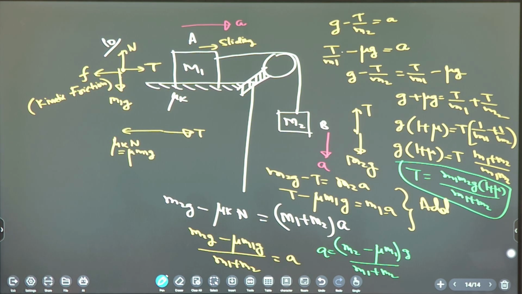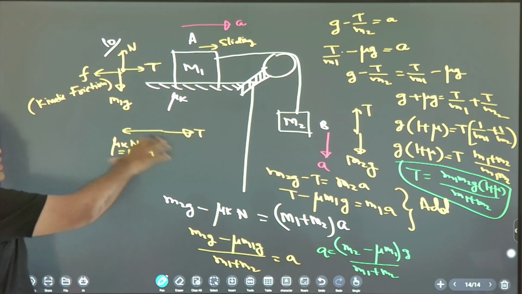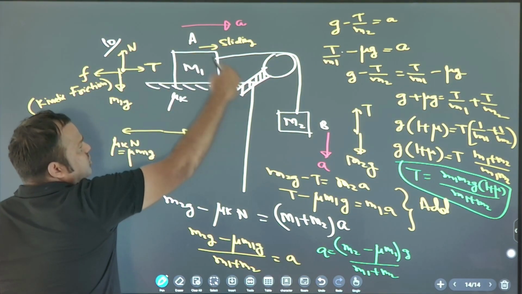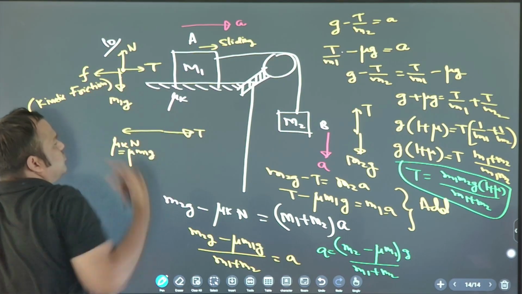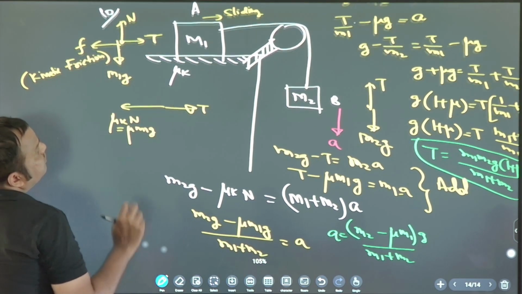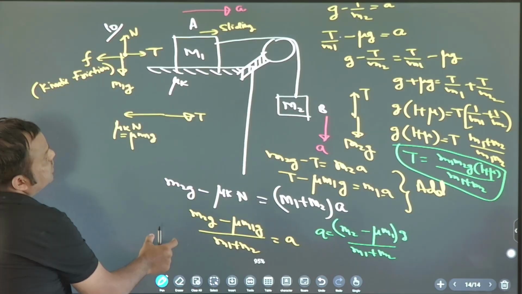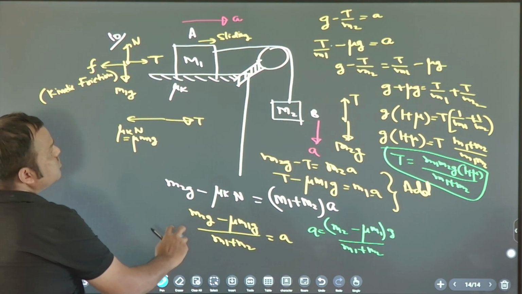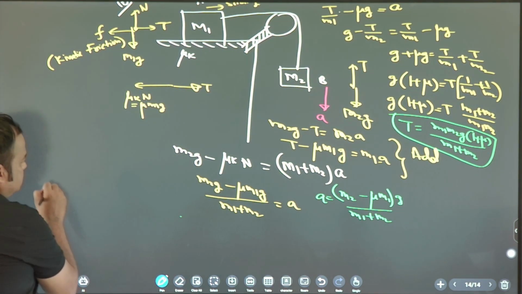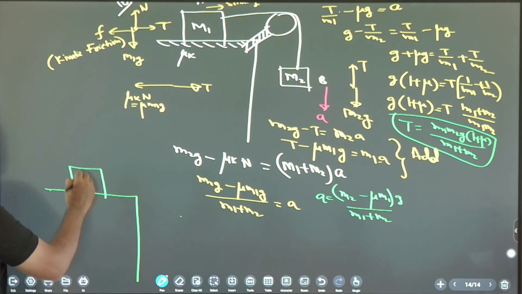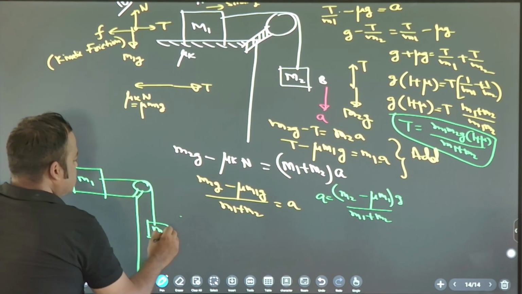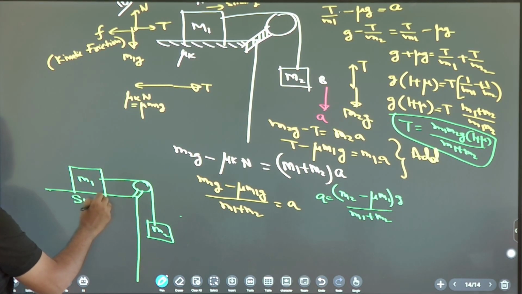Okay, clear? So these are models. We call them models, like a pulley and two blocks. One string is there. If the surface is smooth, for a smooth surface also we have discussed in class, before friction we started. Suppose this is M1. This is M2 and this is a smooth surface.